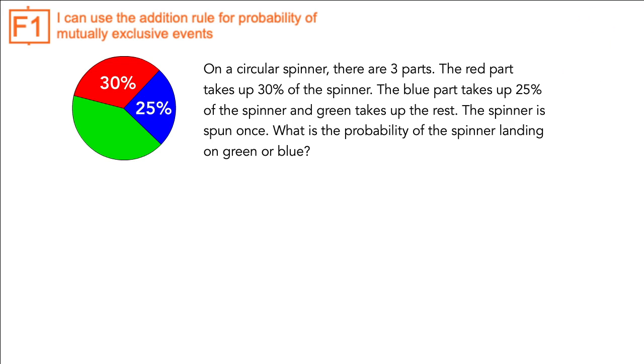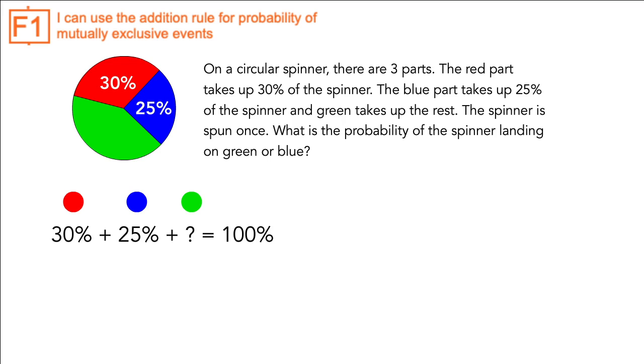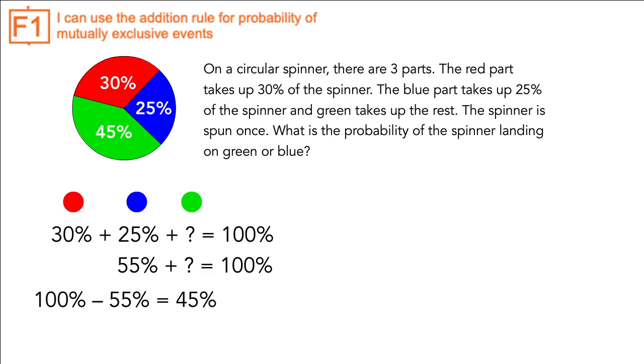To answer the question, we would have to add the probabilities of green to the probability of blue, as it's asking for green or blue. We know that red represents 30%, and blue represents 25%, and whatever's left over is green. In percentage, a whole represents 100%. So if we add 30% and 25% together, the remaining percentage must be the percentage for green. 30 plus 25 gives us 55%. 100% subtract 55% equals 45%, which represents green.